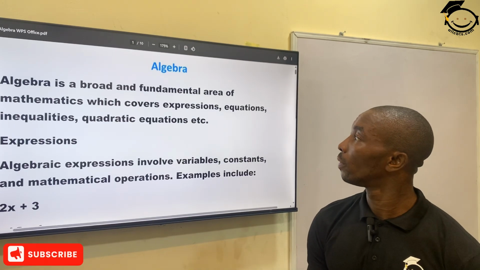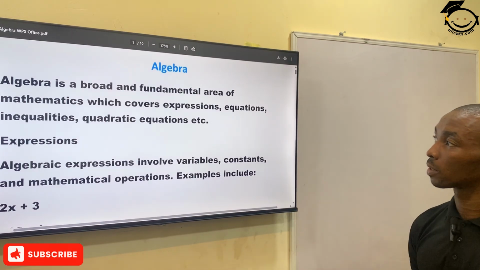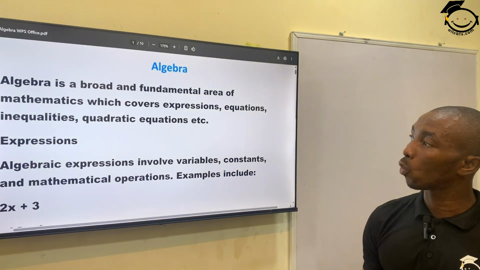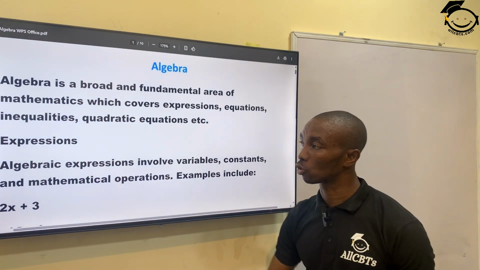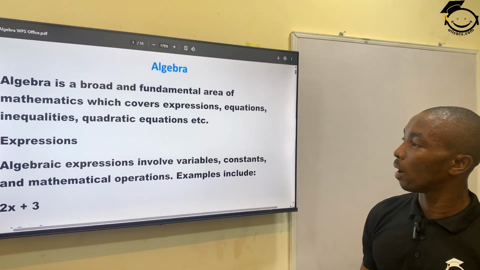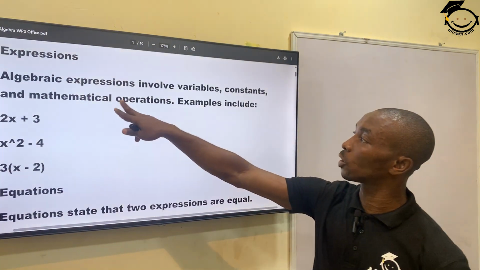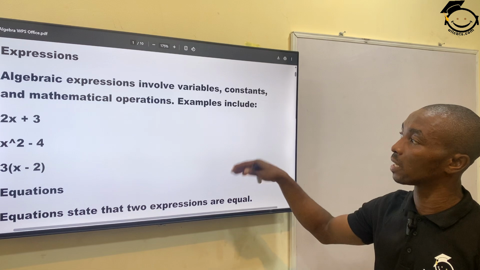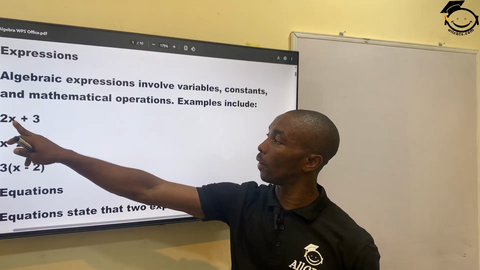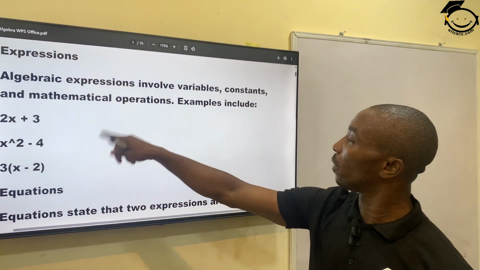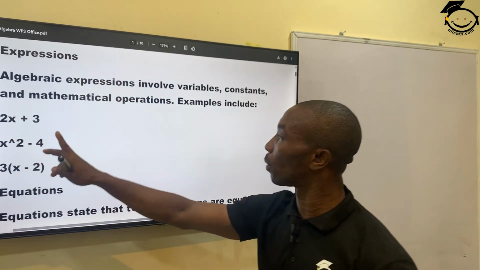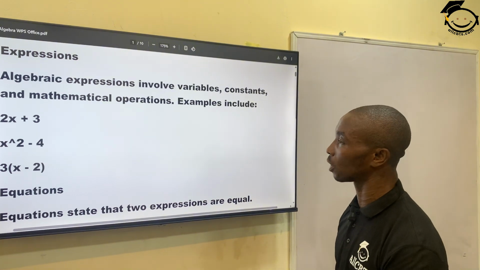Algebra is a broad and fundamental area of mathematics which covers expressions, equations, inequalities, quadratic equations, etc. Now let's look at what expressions are. Algebraic expressions involve variables, constants, and mathematical operations. For example, x is a variable, while 3 is a constant, and your mathematical operation is addition, subtraction, division, and the rest of them.